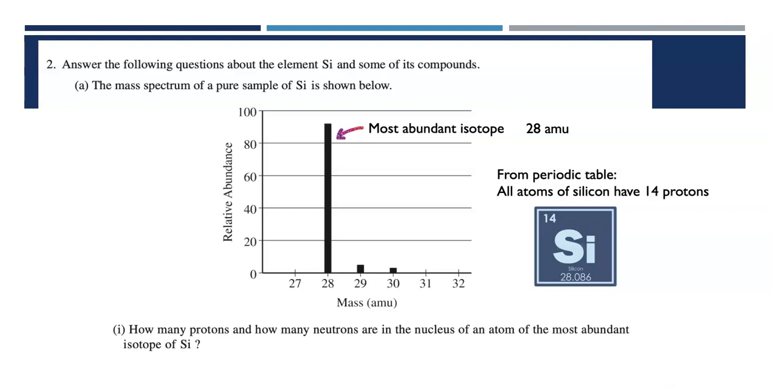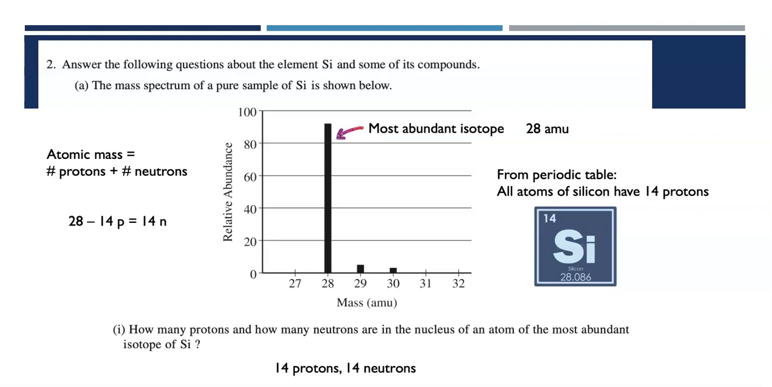Therefore, since we know the isotope has a mass of 28, that's the number of protons plus the number of neutrons. So we can work backwards to calculate the number of neutrons. 28 minus 14 would give us 14 neutrons. And so our final answer is 14 protons, 14 neutrons. You don't actually have to explain how you arrived at that. I wanted you to see where I was coming from, but that's the gist of your answer: 14 protons, 14 neutrons. And if you wrote that down, that's your point.